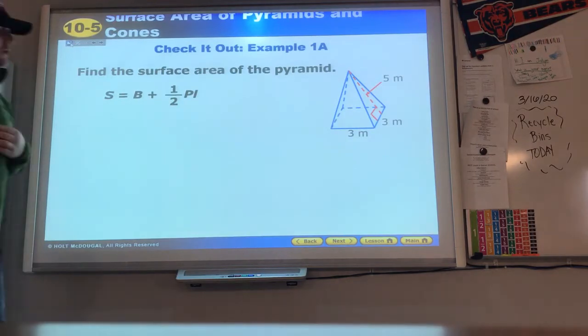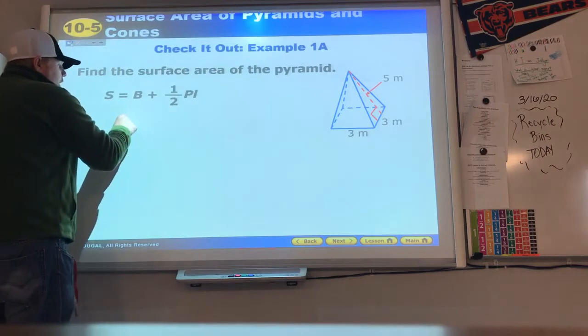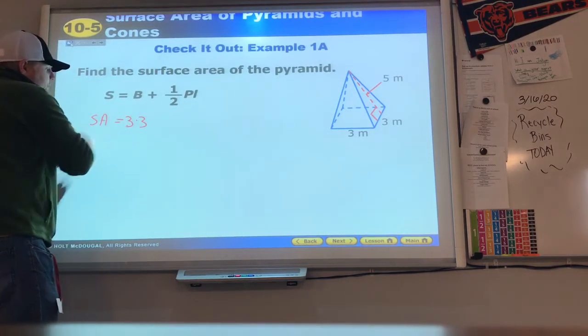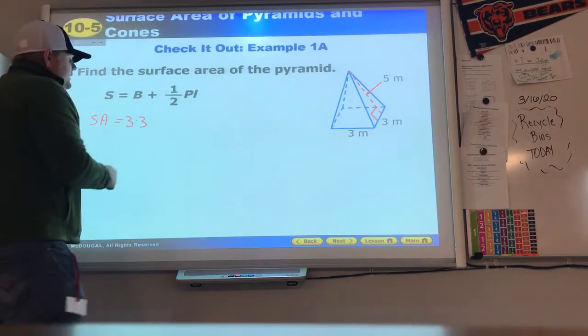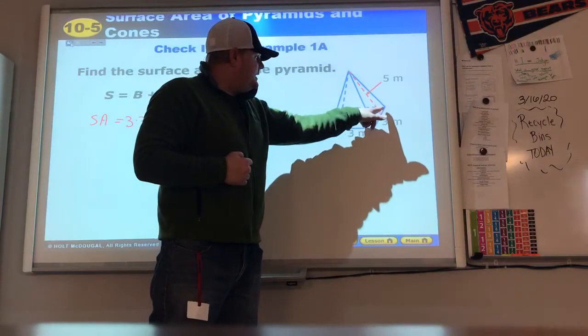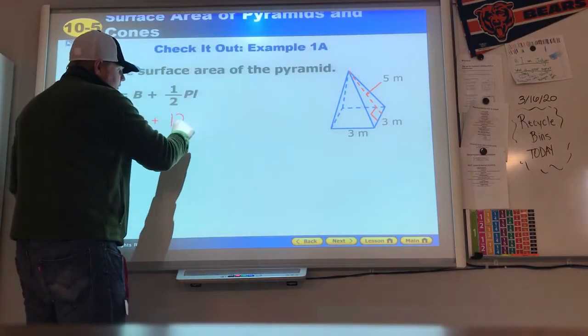Again, we look. Notice we're back to a square on the bottom. So, area of the base, 3 times 3. Good time for you to stop and try one on your own. Okay. Then, plus, I'm going to get the perimeter for that base. 3 for the side, each side. So the perimeter is 12.